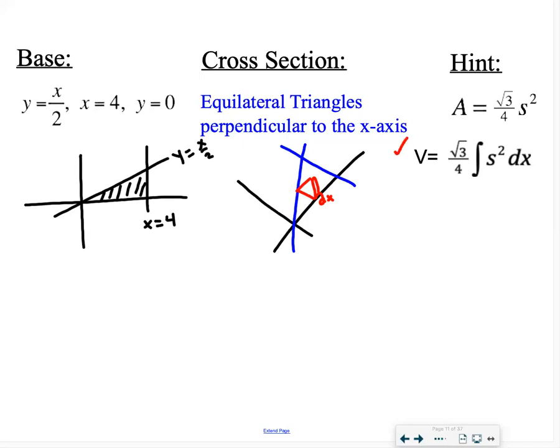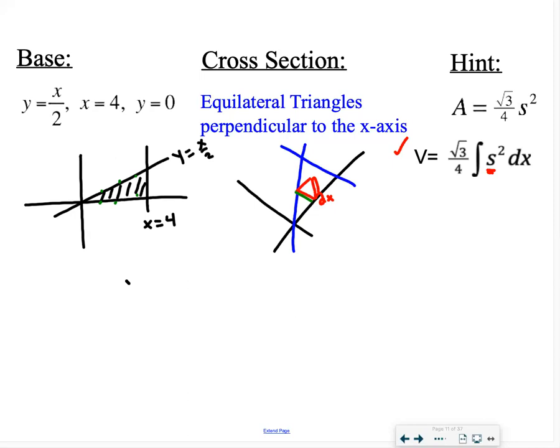It's asking for volume, so let's just plug it into this equation. First, let's figure out what our s is, because we want to know our side length. Our side length is just the distance from here to here, the base of that triangle, and that's just x over 2. From here to here, no matter where I'm at, this is always going to be x over 2.